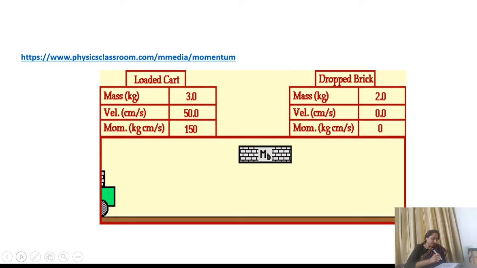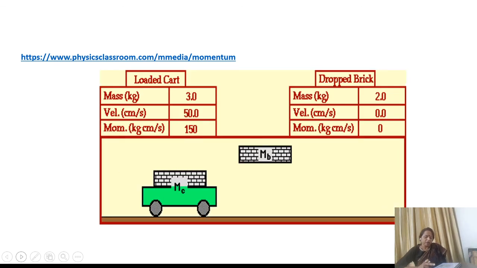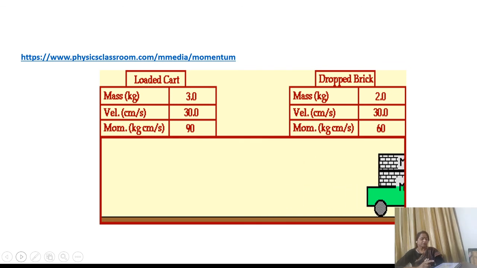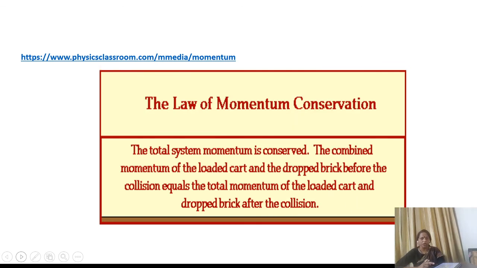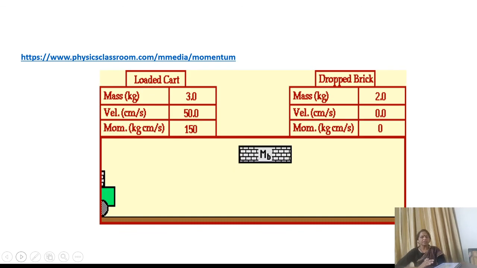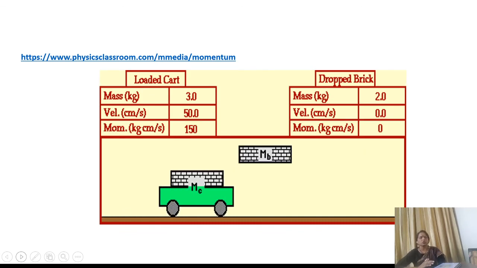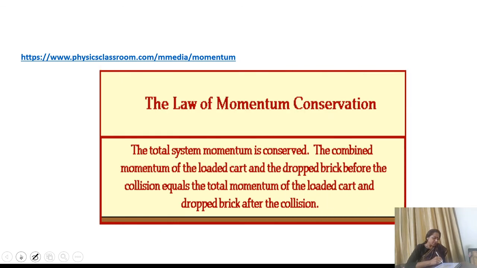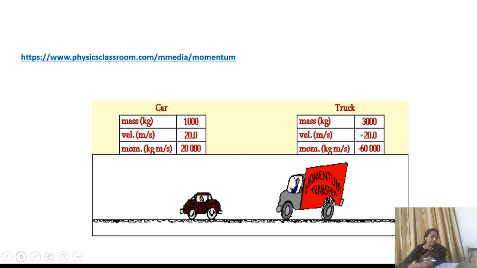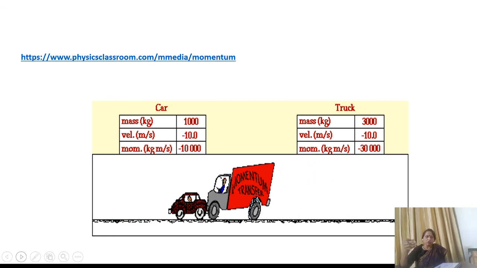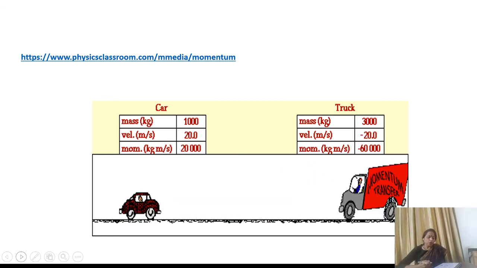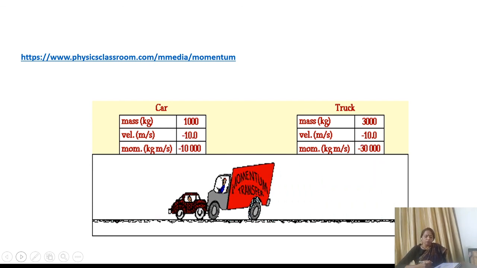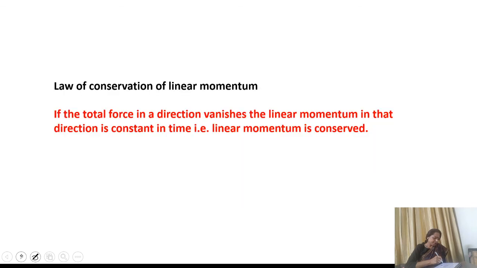Similarly, you can see in another sheet that there was a brick which falls with 0 velocity, so its momentum was 0. But when it is loaded onto the cart, then because the mass is increased, the velocity is also adjusted in such a way that momentum will remain conserved. This is another example. Similarly, you can find so many examples on the internet where you can prove that in practical situations the momentum is conserved.